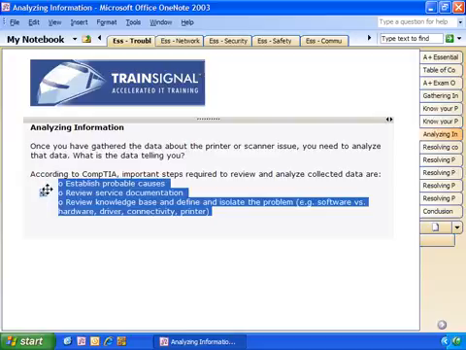Now, too many people, once they gather the data, they immediately jump into analyzing the data and determining a cause phase. In other words, they don't take their time. They look at the printer, they open it up, they say, oh, here's a jammed piece of paper, that must be the cause. They put it all back together and try to print again. Well, they didn't really take the time to analyze the data.